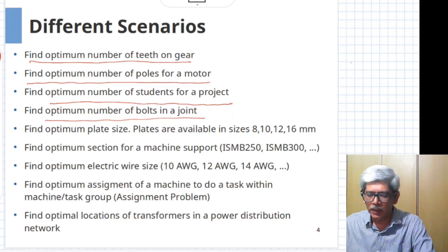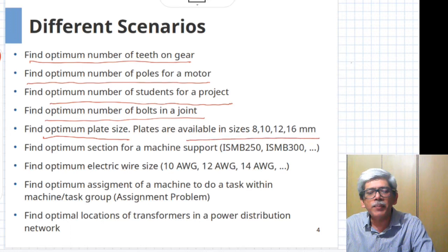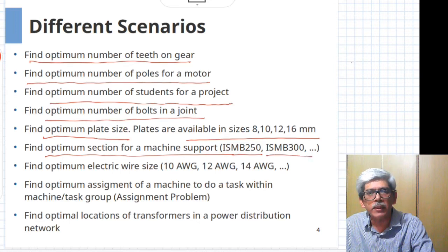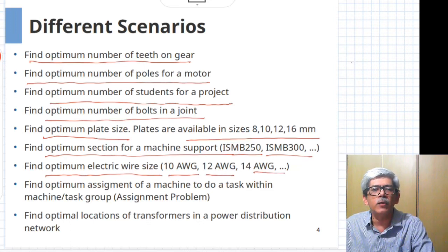Here we are finding optimum plate sizes, where the plate sizes are available in 8 mm, 10 mm and so on. Or the optimum section for a machine support, which could be from standard steel sections such as ISMB 250, ISMB 300, ISMB 400 and so on. Or you have to find the optimum electric wire size. The wire sizes can be available in 10 AWG, 12 AWG, 14 AWG, and you have to select one of them.